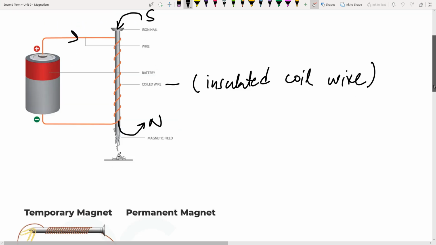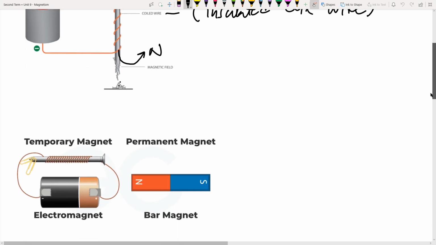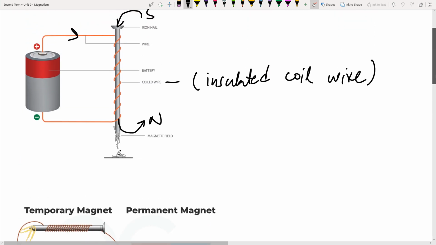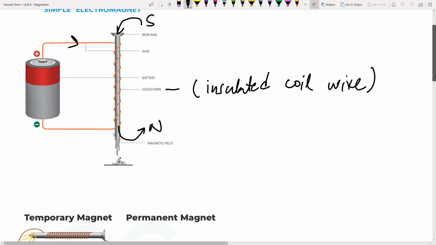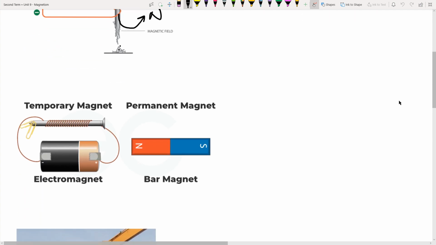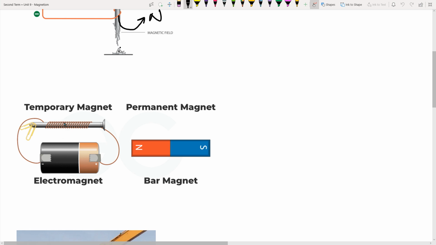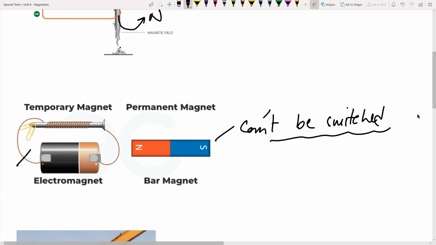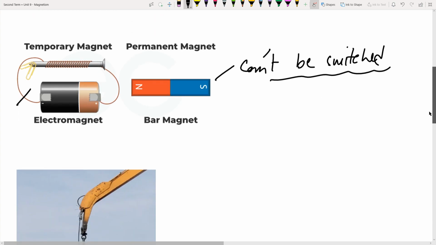So what are the factors upon which this magnetic field depends? First, I need to identify the difference between a temporary magnet, what we call an electromagnet, and a permanent magnet, right? A temporary magnet we call an electromagnet, the reason being we can simply turn it off. We can take off one wire, and it won't be a magnet anymore. These pins would fall, right? While the permanent magnet can't be switched off. We cannot stop its magnetic field. So that's the problem with permanent magnets, right? That is why we use electromagnets.